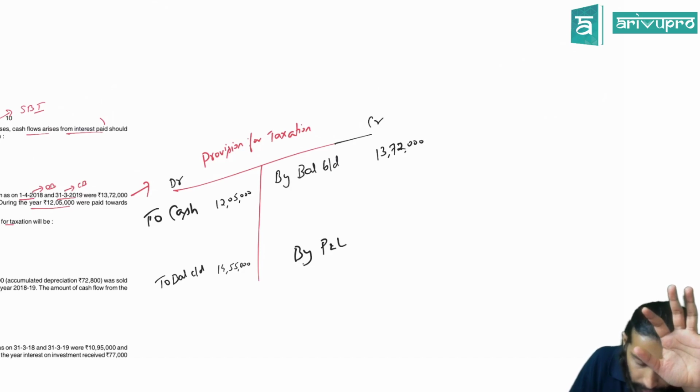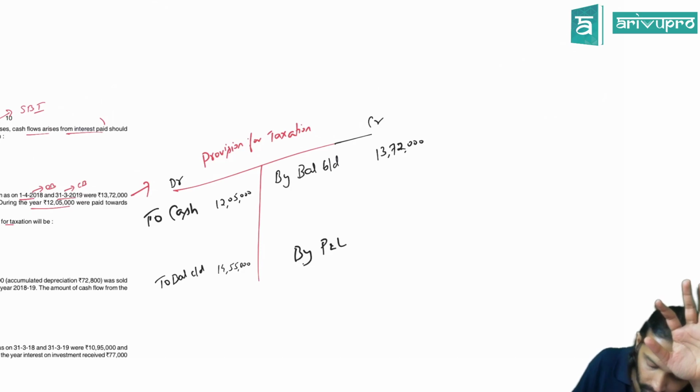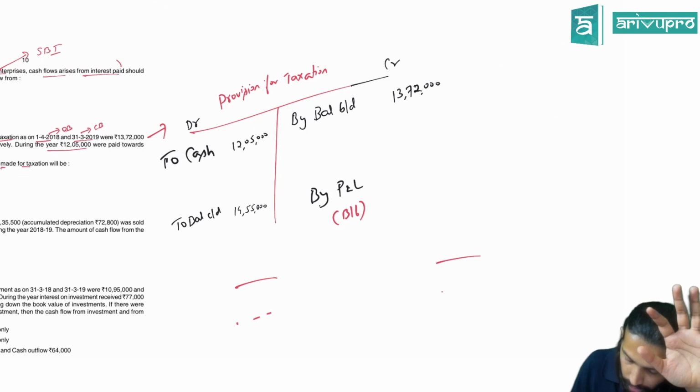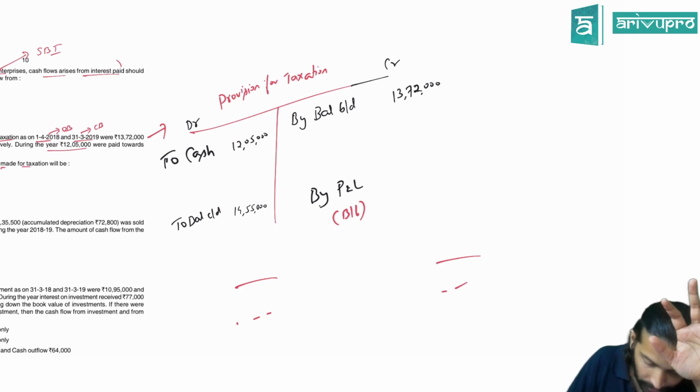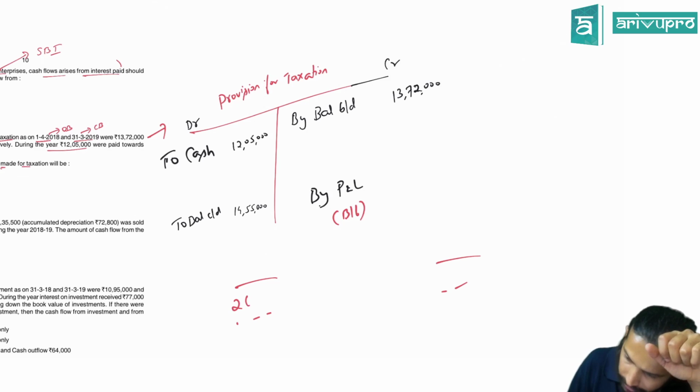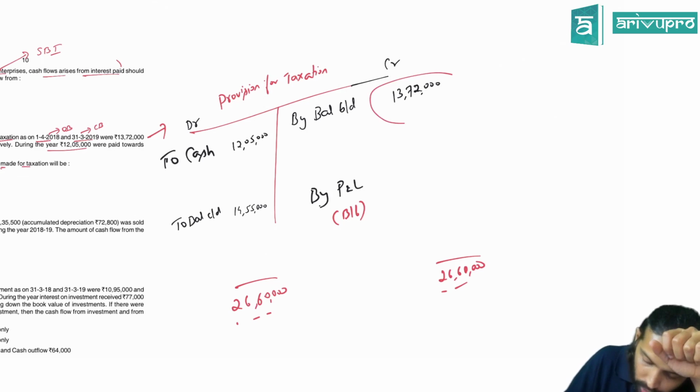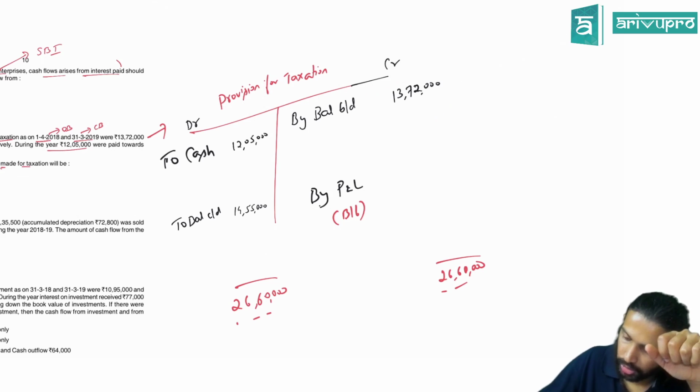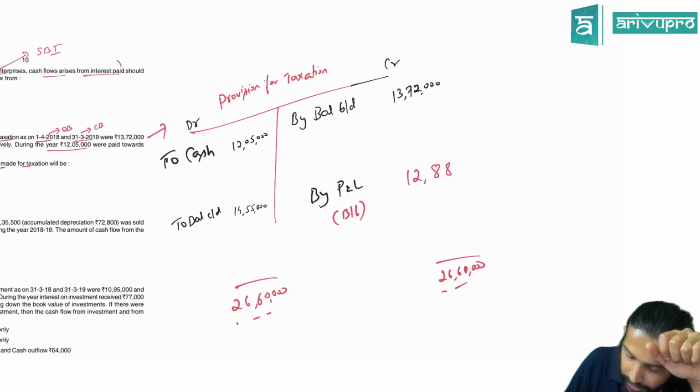You'll get the P&L figure. This is not given in the problem; you have to get it as a balancing figure. This side total comes to 12 lakh 5,000 plus 14 lakh 55,000, which is 26 lakh 60,000. This side also should be 26 lakh 60,000 only. But this side total is only 13 lakh 72,000. So how much is the balancing figure? Balancing figure is 12 lakh 82,000.